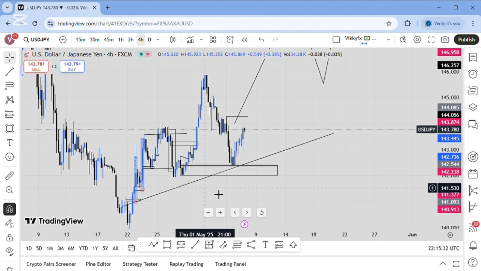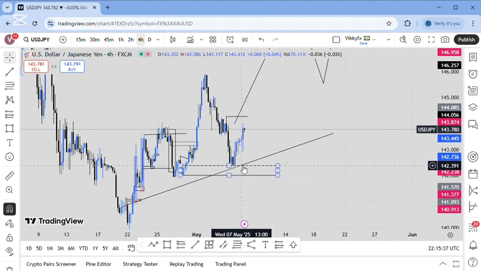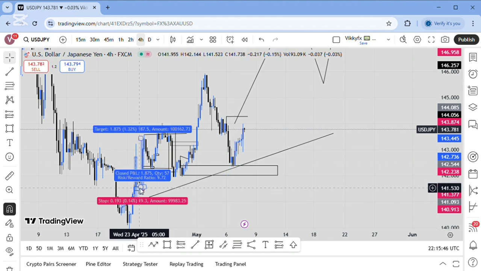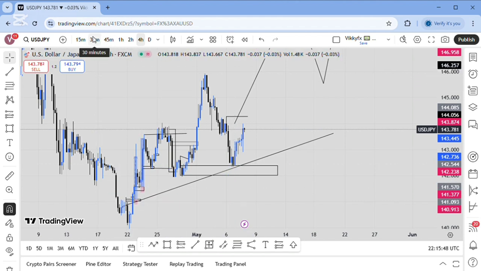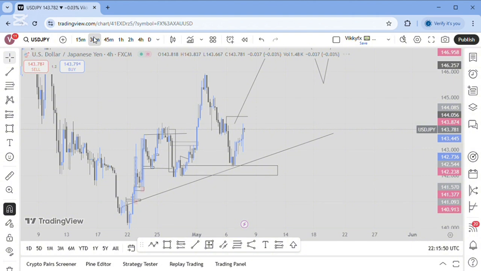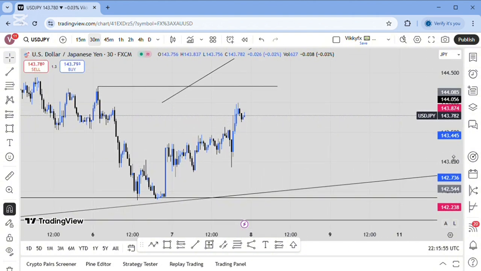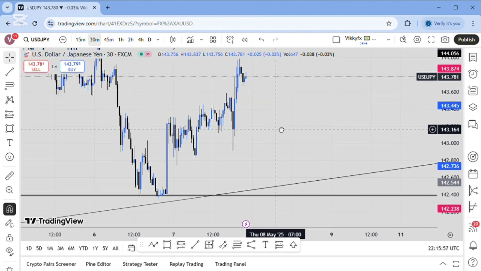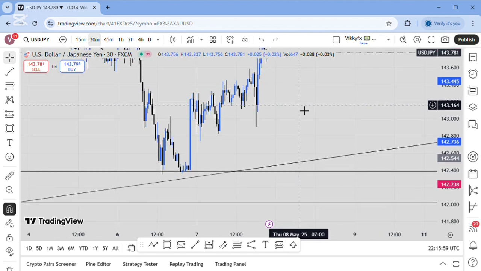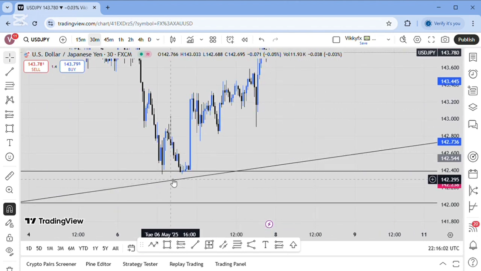So imagine you saw the market react to this zone. What should you be looking out for next? It should be buy, right? The minute the market reacted to this zone, you come to your lower time frame. Let's come to our lower time frame now, let's say your 30 minutes time frame. Immediately the market reacted to that zone, then you look for a confirmation.